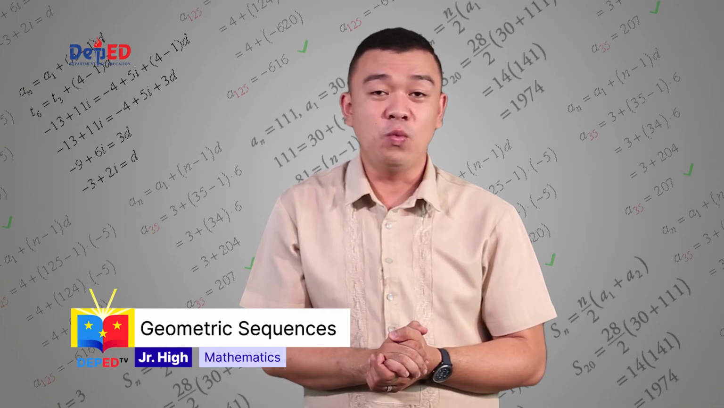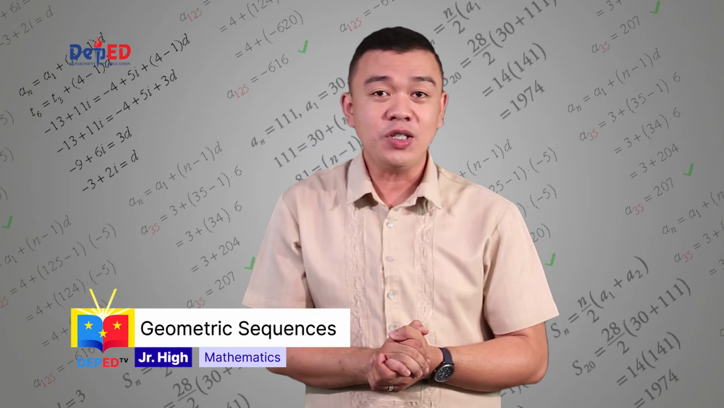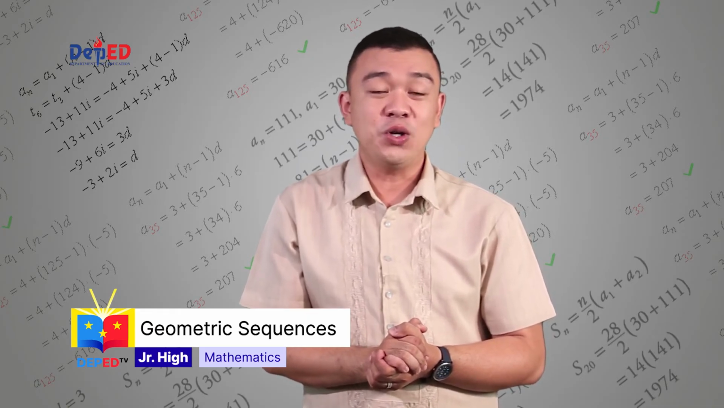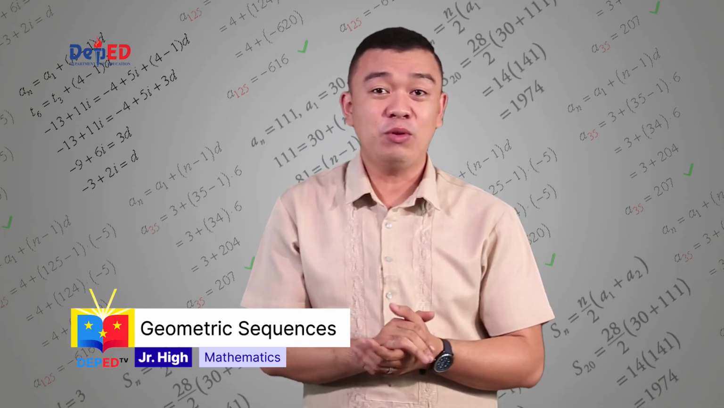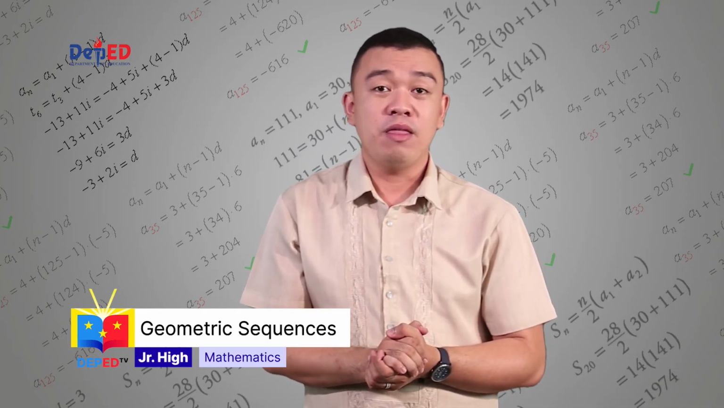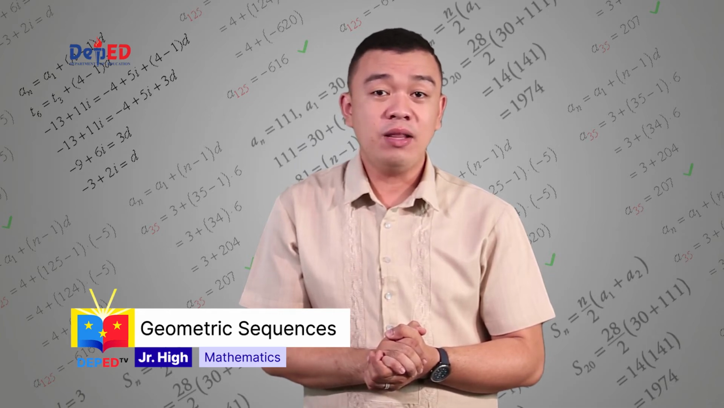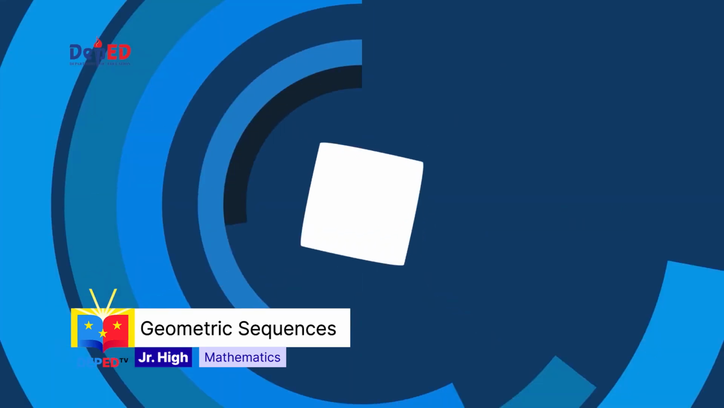That's 1 plus 1/2 plus 1/4 plus 1/8 plus 1/16 plus 1 over 32 and so on will give us 2. The solution: the first term, or a sub 1, is 1. The common ratio is a sub 2 divided by a sub 1. Our a sub 2 is 1/2 divided by 1. Our common ratio is 1/2.